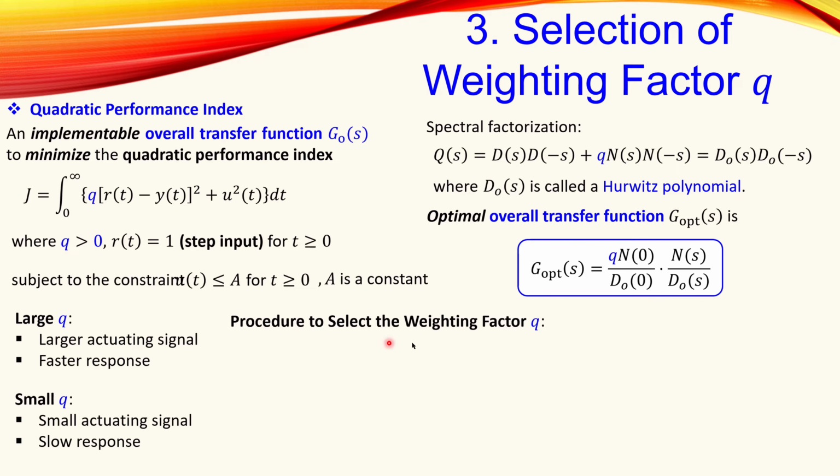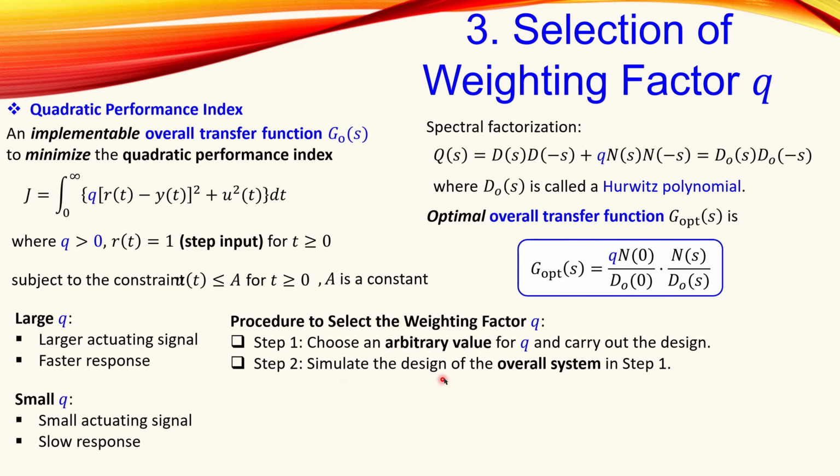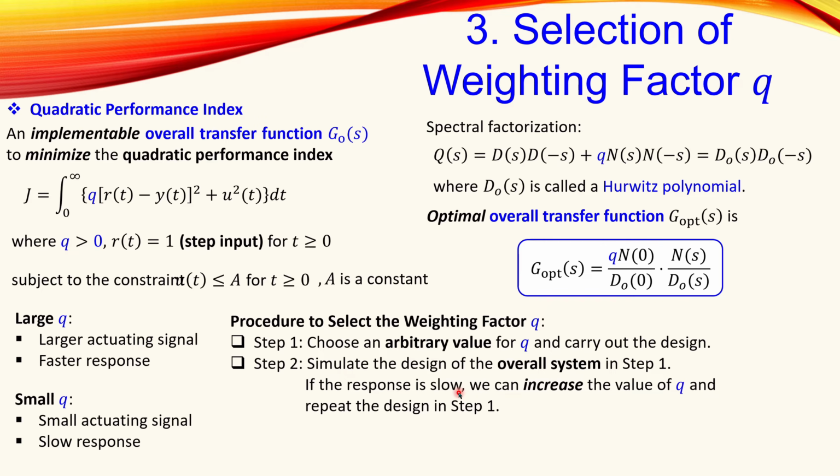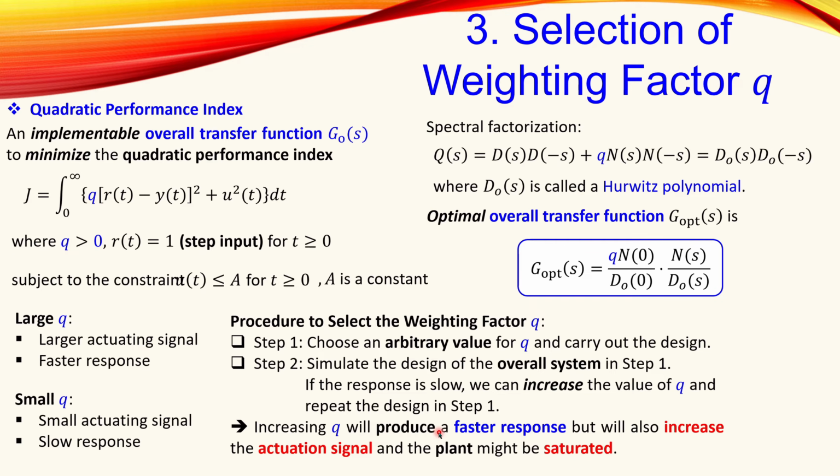So the procedure to select the weighting factor Q is as follows. You choose just a random value for Q, of course positive, and carry out the design. Then you simulate your design of the overall system in step 1. If the process is slow, you can increase that Q a little bit, and then repeat design 1. Now, increasing Q will of course produce a faster response, but that will also increase the actuating signal, and the plant might be saturated. So you need to do this iteratively, and see where you can stop with your Q.